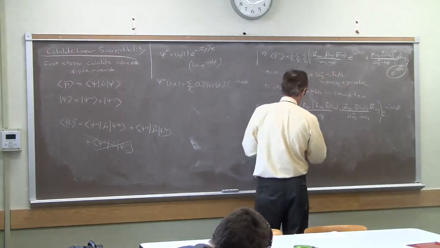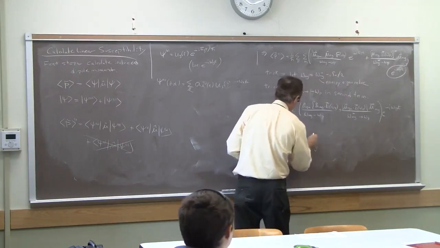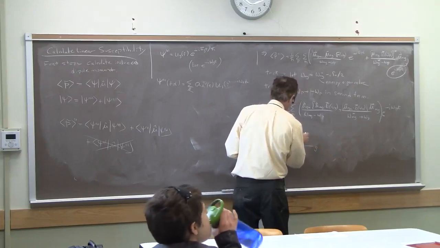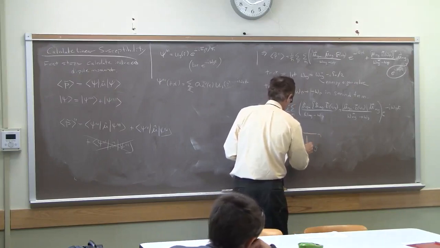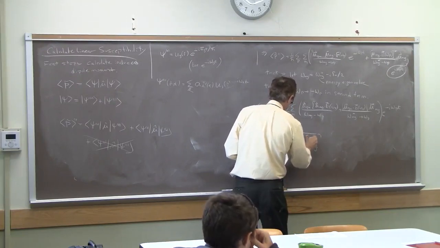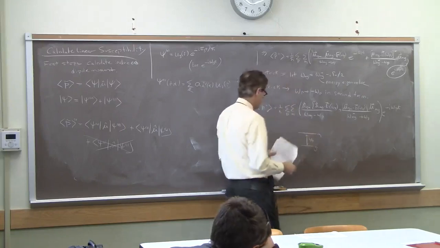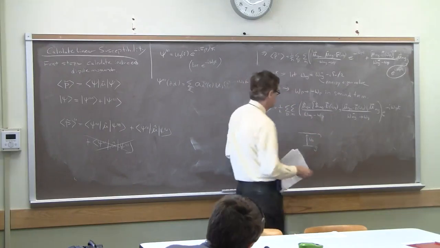Because if this is the ground state, and if you have a state m up here, then omega p could resonantly excite this level.